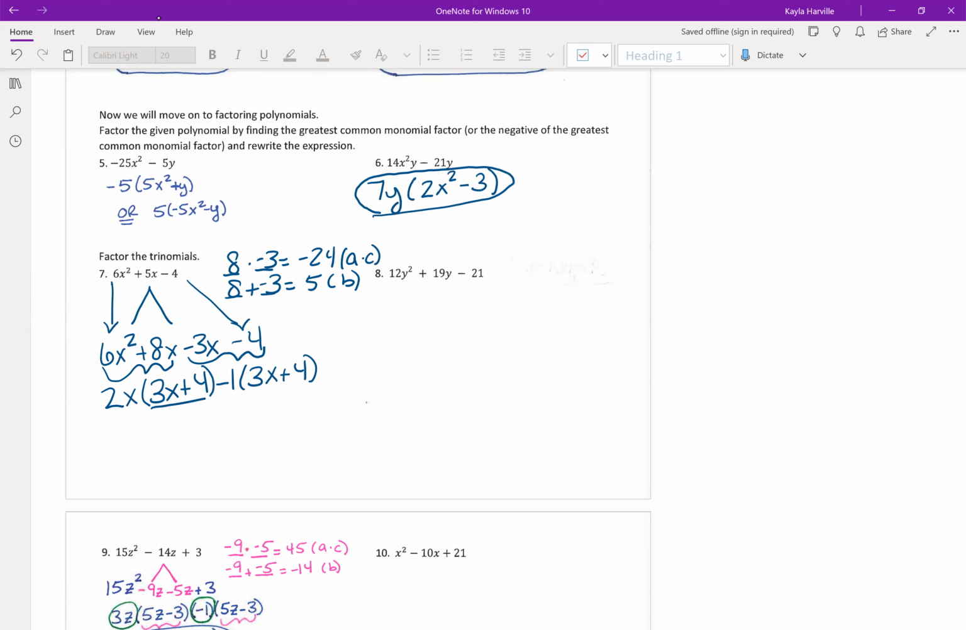So from here, I can see that 3x plus 4 is a common factor of each term. So I'm going to pull out 3x plus 4, and I see that I'm left with 2x minus 1. So that is the second factor. Now you could FOIL that out, and you would see that that's exactly what you would get.